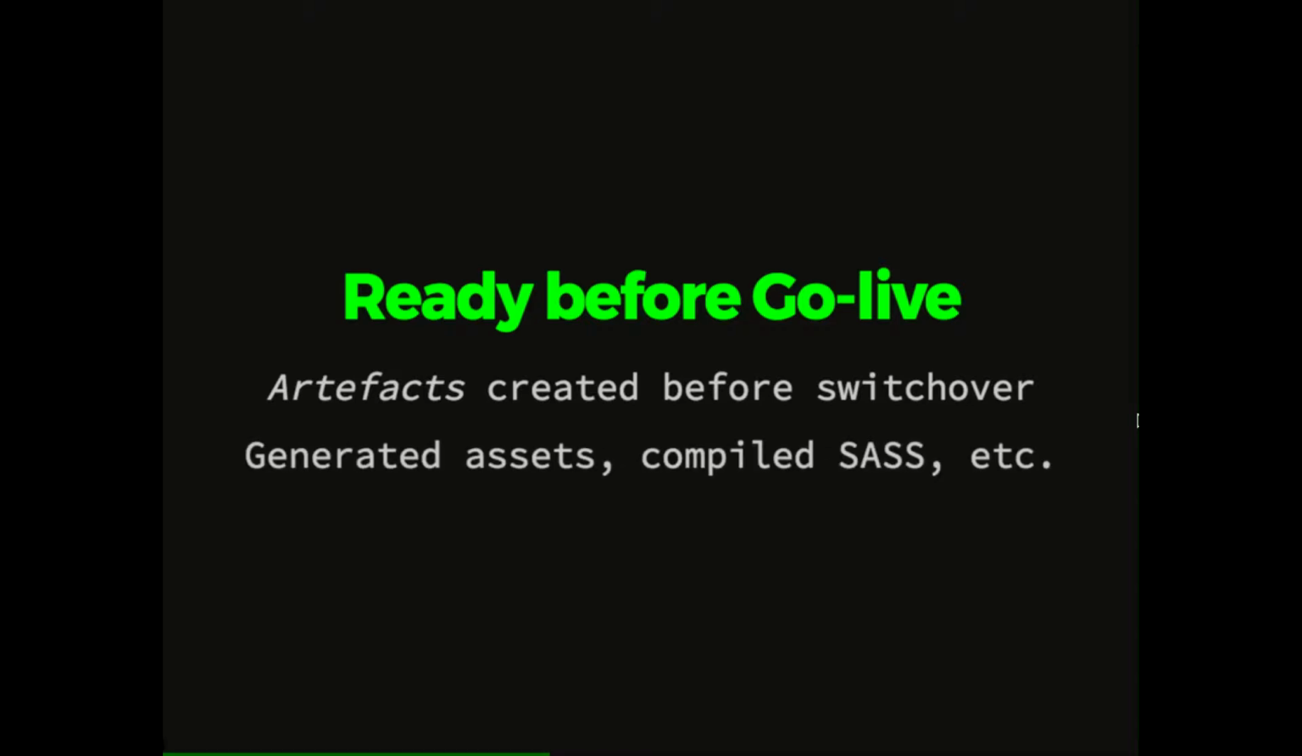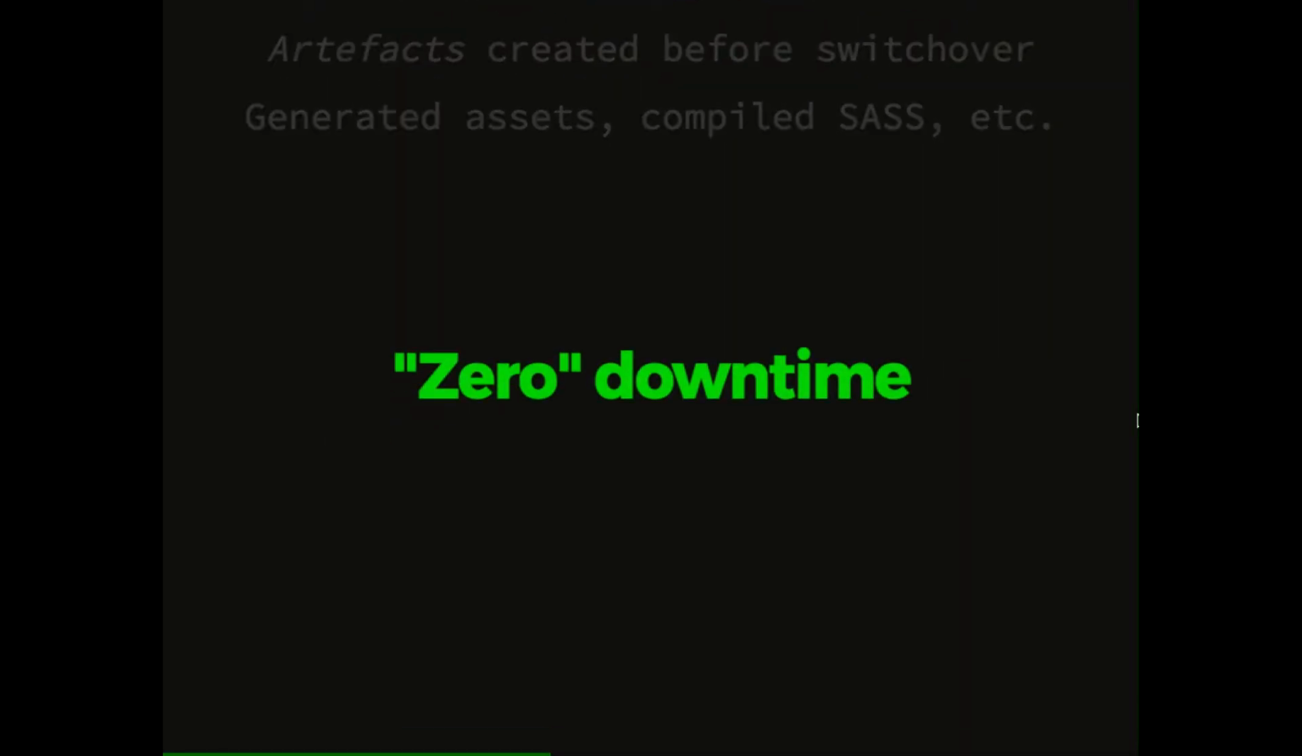Also, a lot of the stuff is ready before the site goes live because we create all of those artifacts that don't touch the database before we switch over to it. That saves a lot of time for us. This includes all those generated assets, compiled Sass, all of that other stuff.